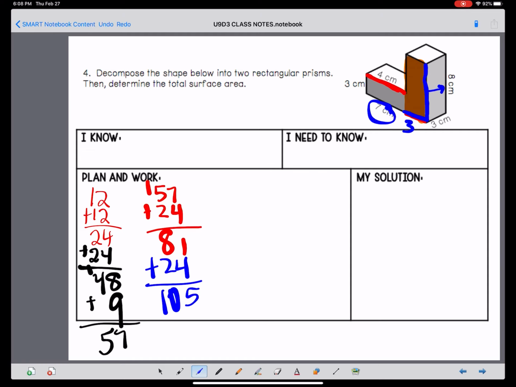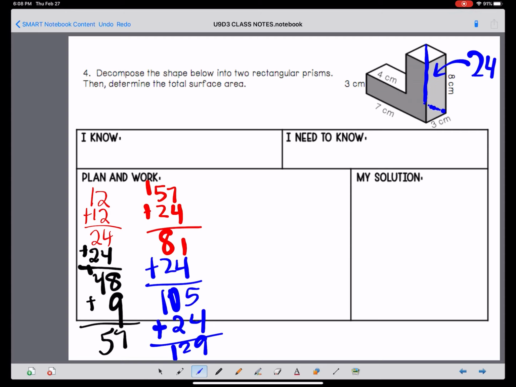All right, now we need the back panel. And that means that the panel directly behind that we can't even see will also be the same. I can kind of show this to you by using my pen here and drawing. If I were to pretend right here that there were a backside, it would also be 24 as well. So let's add another 24. I have 129.